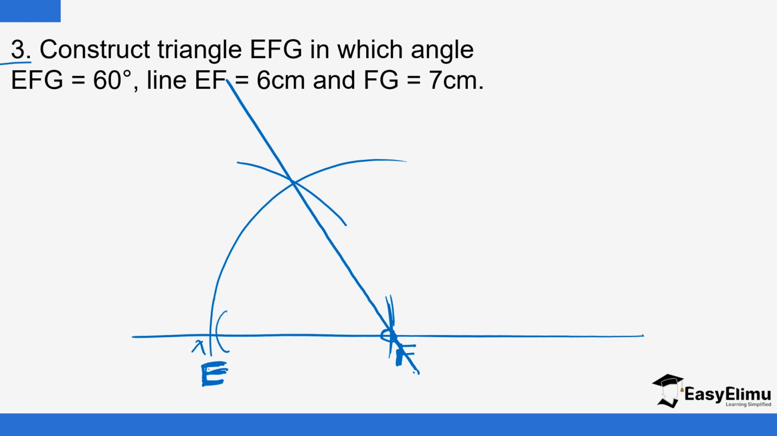And then we have 7 centimeters. So FG, where G is 7 centimeters from F. So just measure 7 centimeters. So F as the center. So you mark that 7 centimeters. So that's where G is. So G is there. So you simply join E. Remember where our E was? E is here. So you join E to G. And you have your triangle already. So that's the triangle EFG.